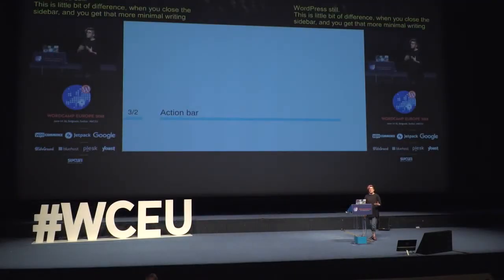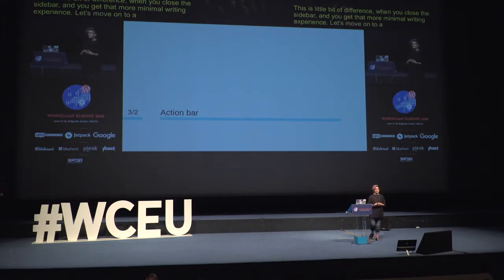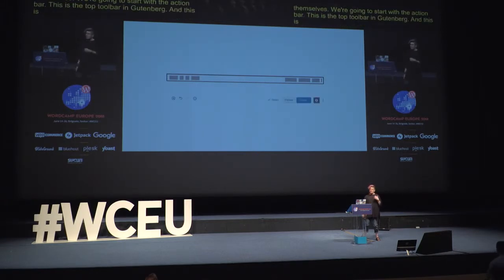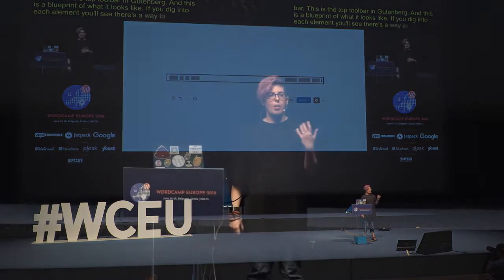Let's move on to a few elements themselves, and we're going to start with the action bar. This is the top toolbar in Gutenberg, and this is a blueprint of what it looks like. If you dig into each element, you'll see there's a way to add a block, there's an undo and redo, a way to let information about the content, and there's also the publishing flow and a status so you can find out what state your document is in as well. And then you have access to additional settings.